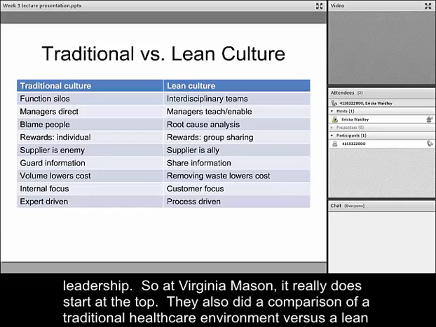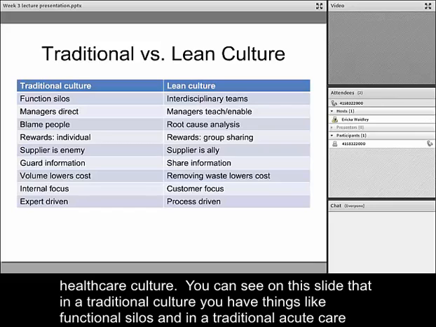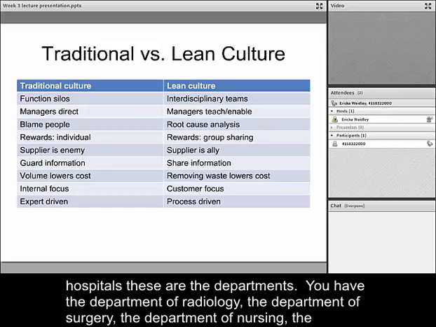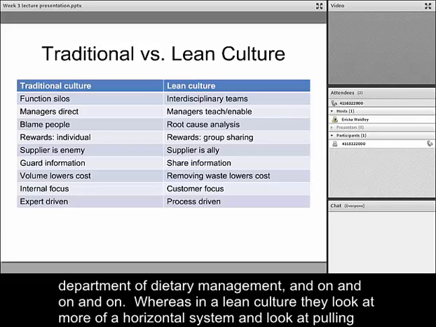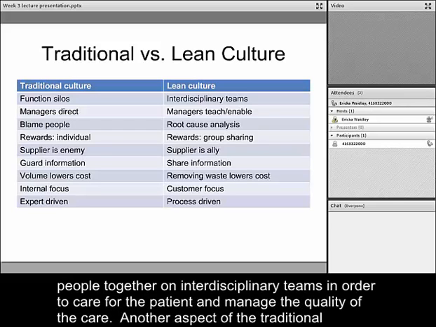They also did a comparison of a traditional healthcare environment versus a lean healthcare culture. You can see on this slide that in a traditional culture, you have things like function silos. In a traditional acute care hospital, these are the departments: the Department of Radiology, the Department of Surgery, the Department of Nursing, the Department of Dietary Management, and on and on and on. Whereas in a lean culture, they look at more of a horizontal system, pulling people together on interdisciplinary teams in order to care for the patient and manage the quality of the care.